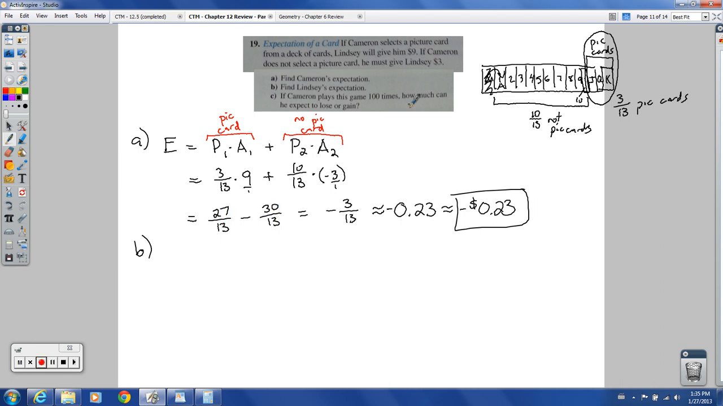It should make sense then that Cameron's and Lindsay's expectations should be flip-flopped. If Cameron's going to lose 23 cents on average, then Lindsay's going to gain 23 cents on average. So I don't feel like I need to do all that work again, so I won't. It's just the opposite of Cameron's expectation.